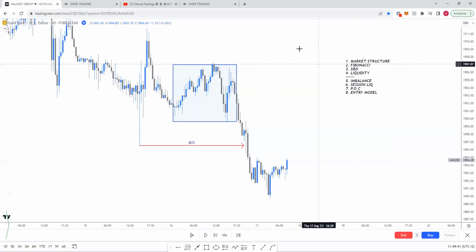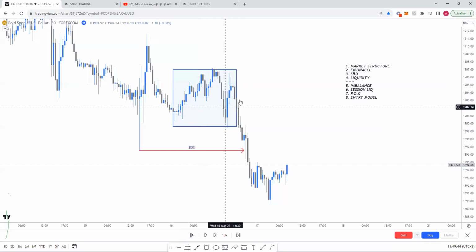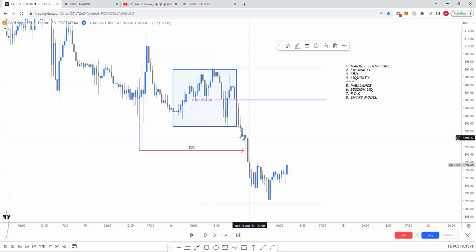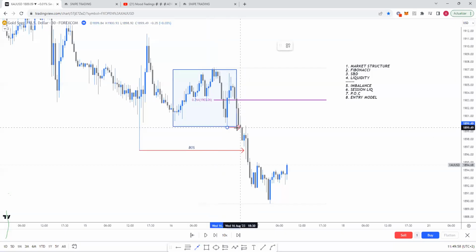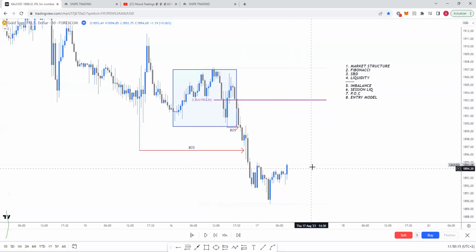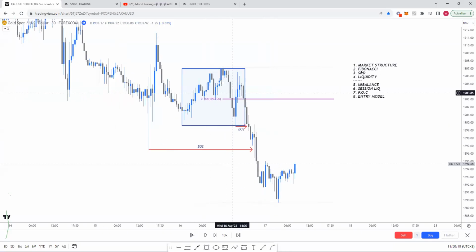Then we're going to add the next confluence, which is Fibonacci. In this case, because I am using this range right here, which price created, I am tracing my Fib from this high to this low. I'm using the high and the low from the consolidation. Remember, price also broke this to the downside. So I'm tracing my fib from the high to the low of the consolidation.